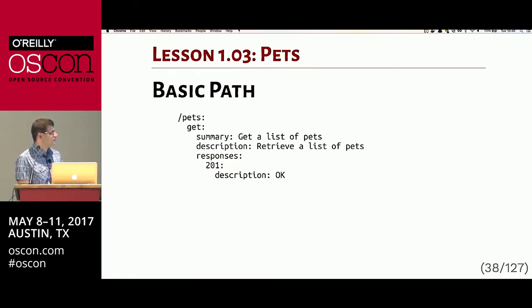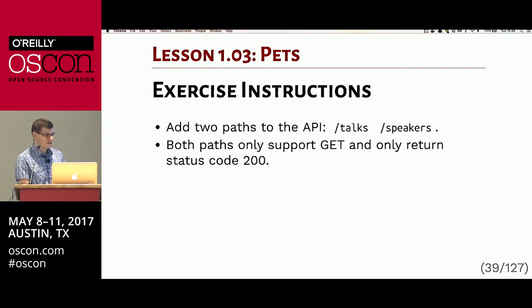But this is a basic example of a very simple base path that you would define. So we want to practice that a little bit. Obviously, for the Better API conference, we want to define two basic endpoints, which would be the talks and the speakers.